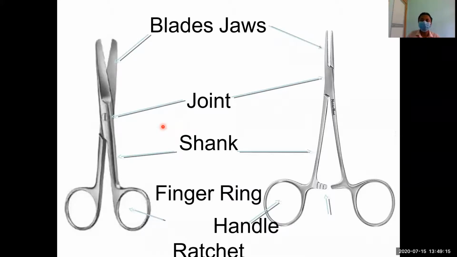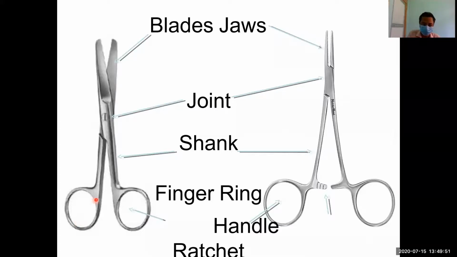So basically, a surgical instrument will have 5 parts. Any basic surgical instrument will have 5 parts. The part that we use to hold the instrument is called the finger bows, or finger rings. So these are the finger bows, and they are used to hold the instrument.